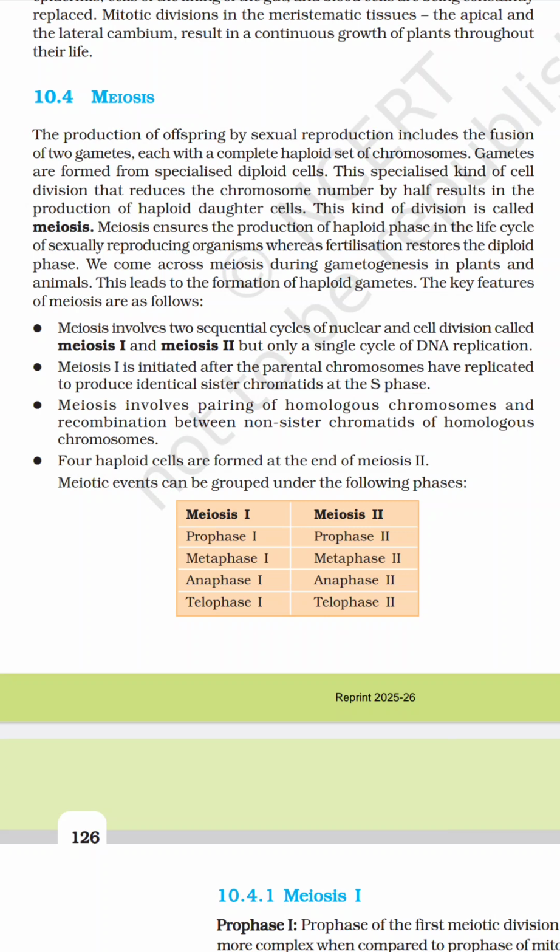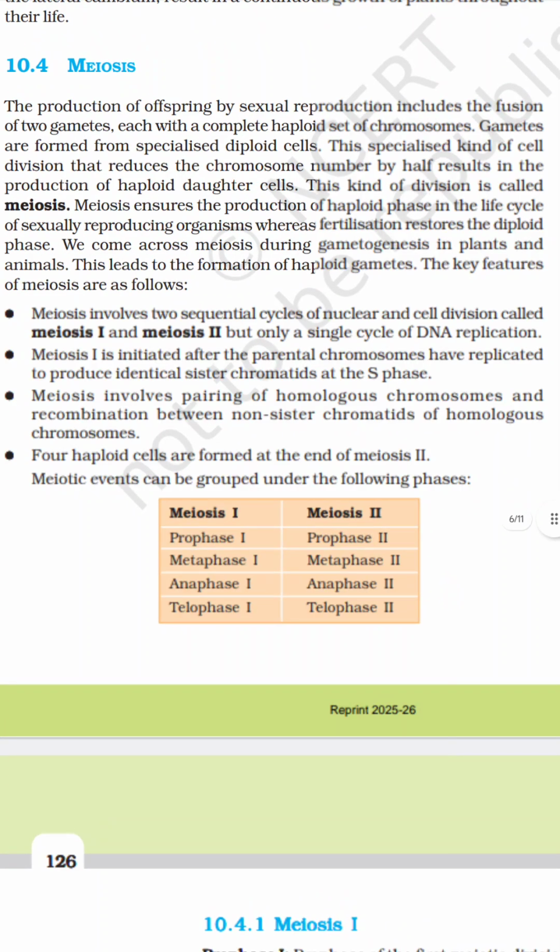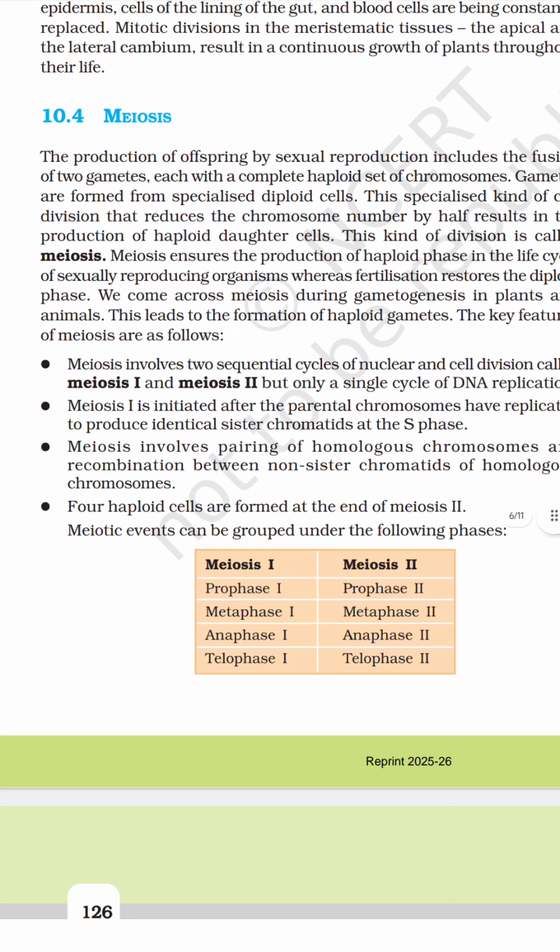Meiosis 1 is initiated after parental chromosomes have replicated to produce identical sister chromatids at S phase. In S phase, DNA doubles. Meiosis involves pairing of homologous chromosomes and recombination between non-sister chromatids of the homologous chromosomes. Four haploid cells are formed at the end of meiosis: after meiosis 1, 2 haploid cells, and after the end of meiosis 2, 4 haploid cells are formed.